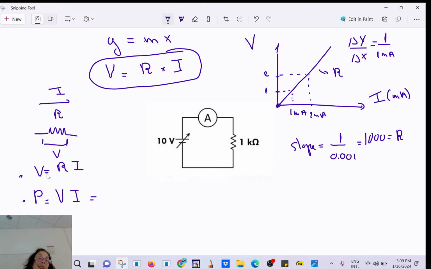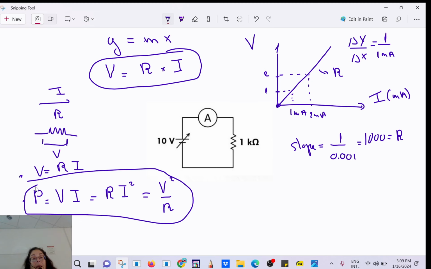You can replace V by Ri, and you're going to get Ri squared. So that will be the energy consumed by the resistor every second, only true for a resistor. Or you can substitute I by V over R. So that will be V squared over R. So you don't need to memorize those. Only look at your equation sheet. You should have V equals Ri and P equals Vi, and then you can play with them.